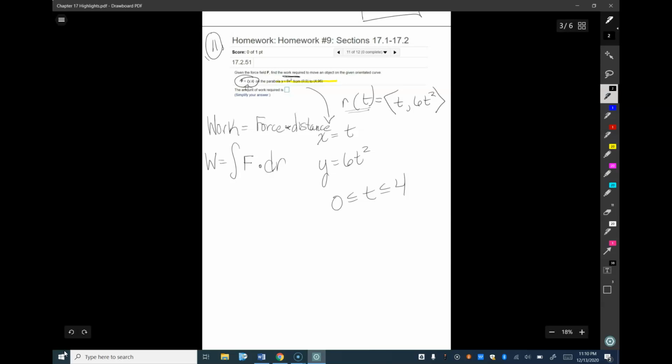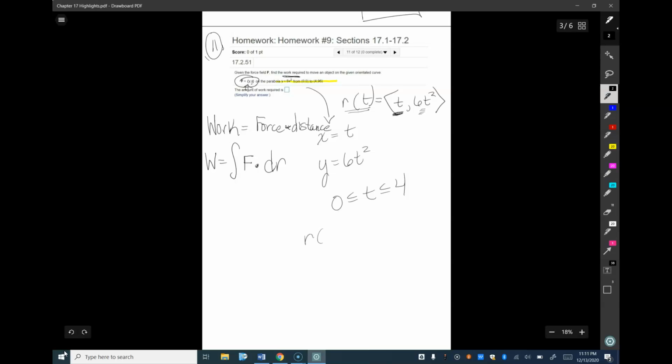dr we could easily calculate because we now know what r is equal to. Our r function is written in terms of t's. So the dr is going to have t's in it. We're also going to want our f function to have t's in it, and that just means we need to use x of t equals t, y of t equals 6t squared to rewrite our force field. And then because these are both vectors, it's not just an algebraic multiplication, it's going to be a dot product.